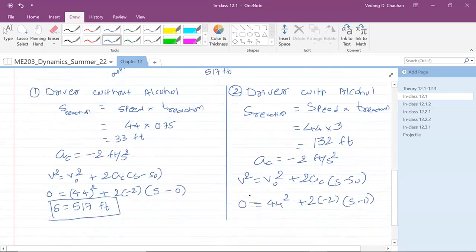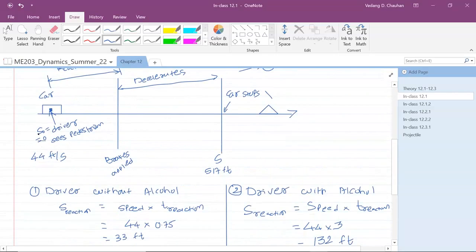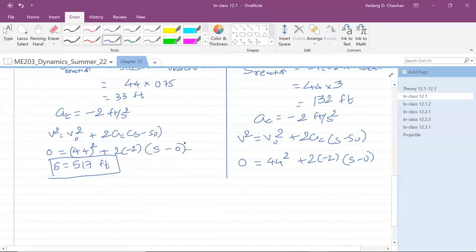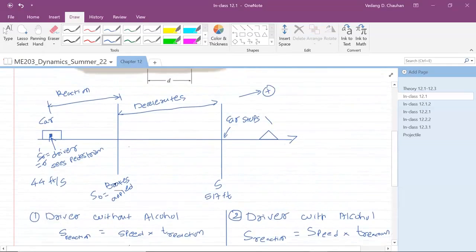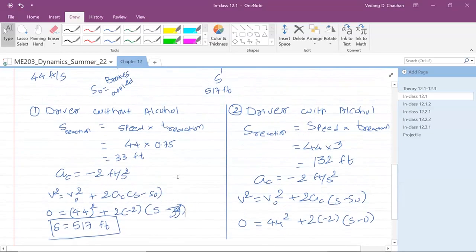One thing we should have counted here is that we define this point as our S0 when brakes are applied. So our reference point is here, and relative to that we measure this distance S0. Sorry, my bad. So we need to substitute S0 equal to 33 feet, because that's the distance traveled by the car during the reaction phase. So you substitute that here and then get the total distance 517.